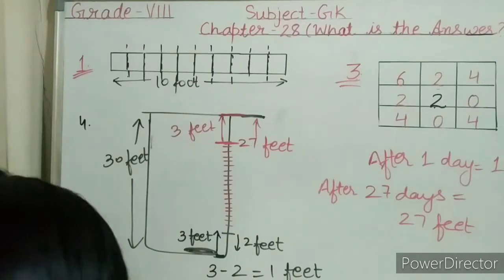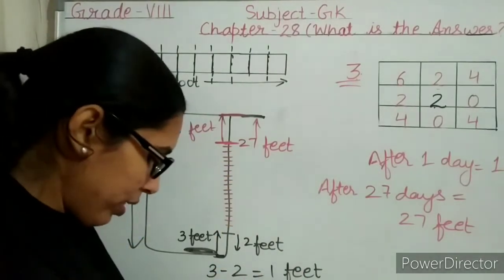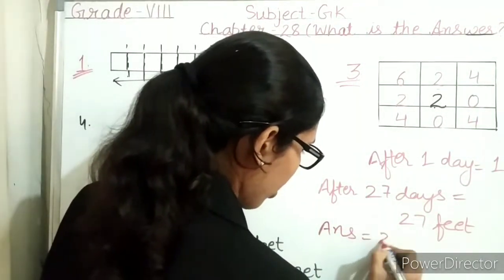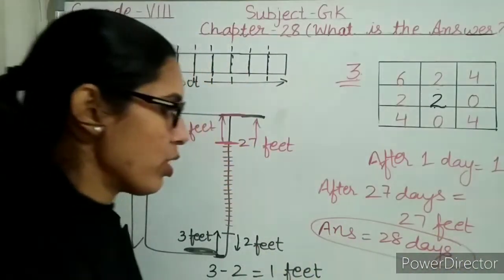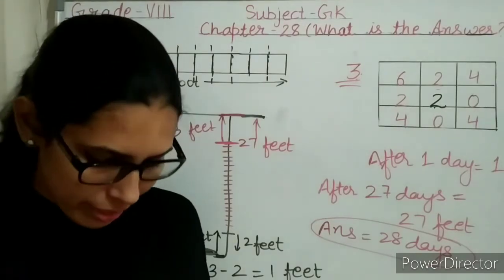So what will be the answer? Our answer will be 28 days. How long will it take him to get out? The answer will be 28 days. How many days did it take him? The answer is 28 days. Next is, what is the missing number in this arrangement?